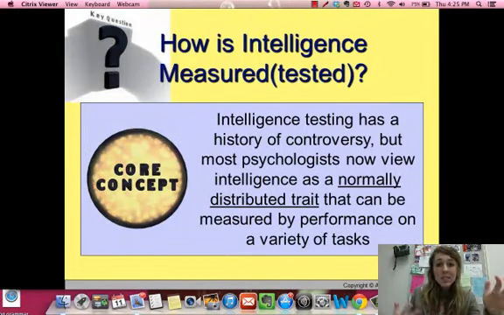Okay, so how do we measure intelligence? All right, intelligence testing is very controversial, obviously, because not everyone agrees on what intelligence is. But most psychologists currently view intelligence as a normally distributed trait. That means it follows the bell curve, right? And it can be measured on tasks that you're given.